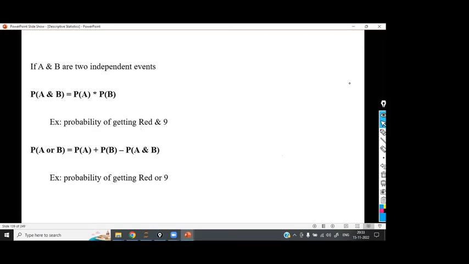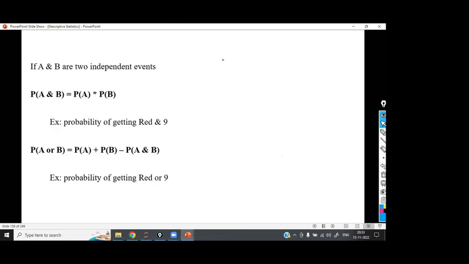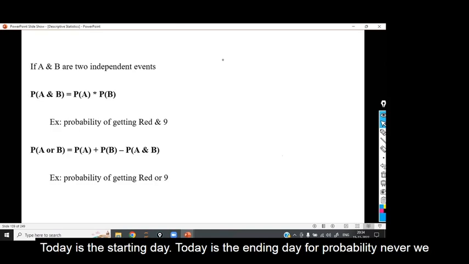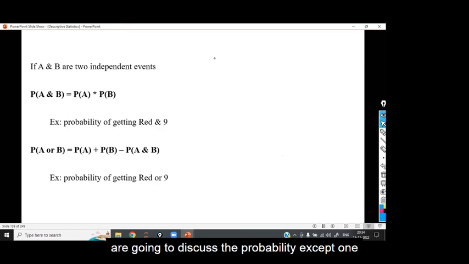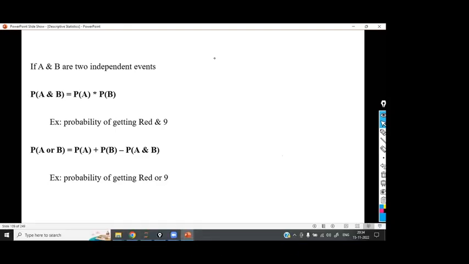Probability over. For entire data science, probability is completed. Today is the starting day, today is the ending day for probability. Never are we going to discuss probability except one day, because based on probability, one algorithm is there. At that time, we'll discuss. Based on correlation, one algorithm is there in machine learning. At that time, again, correlation will come into the picture.